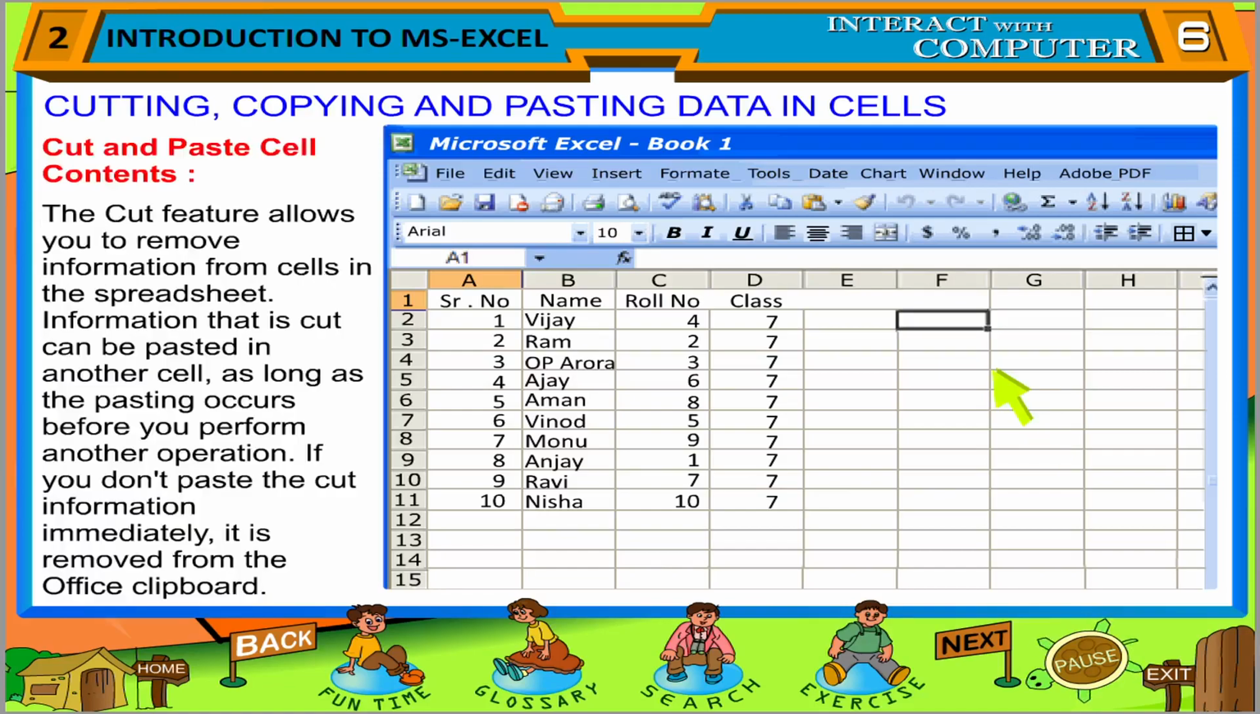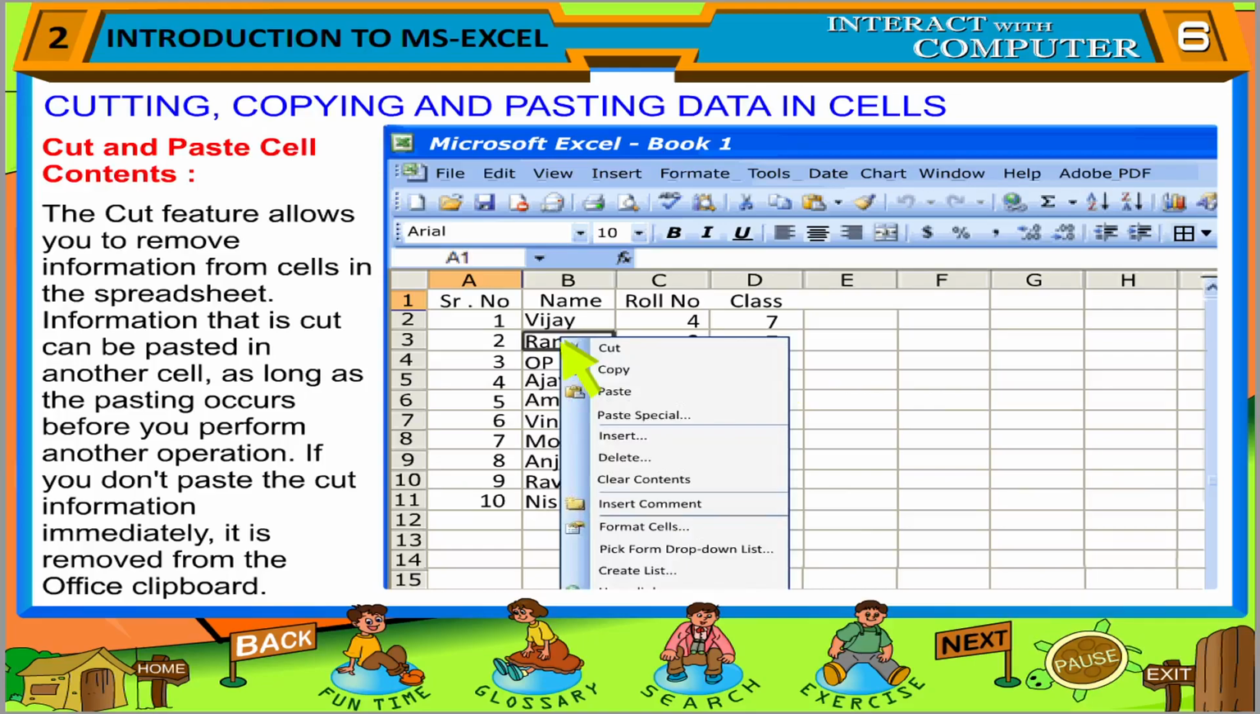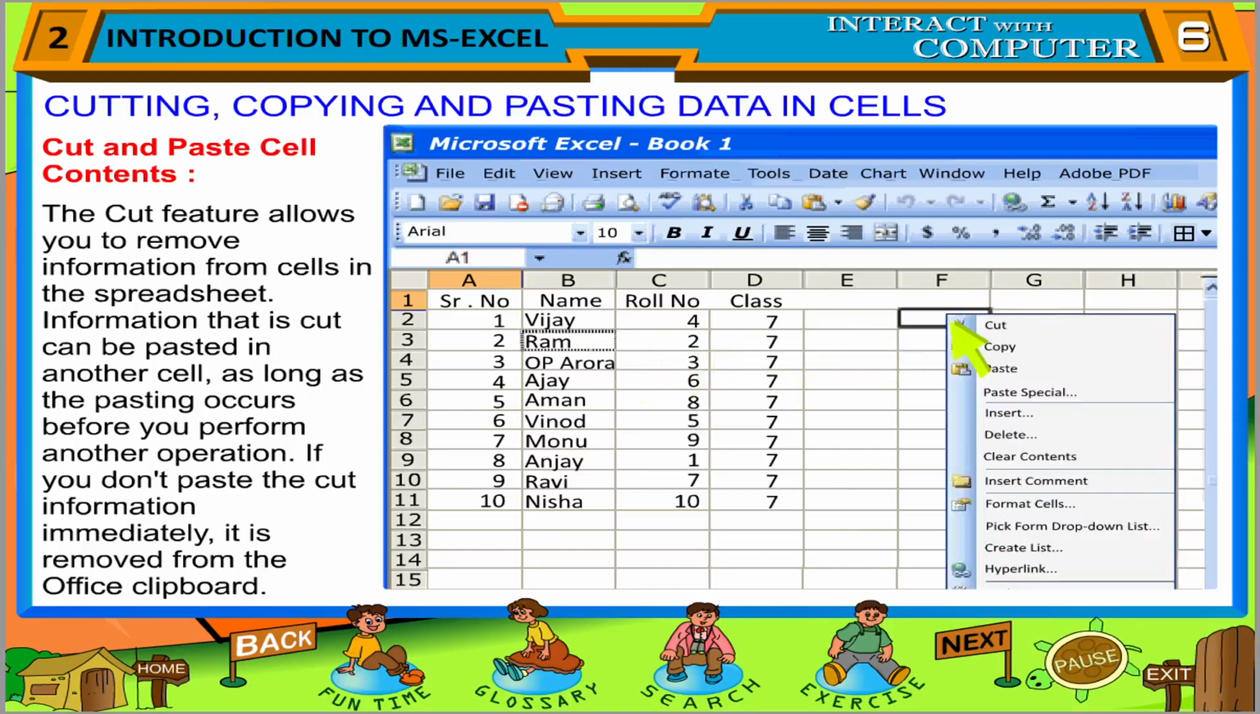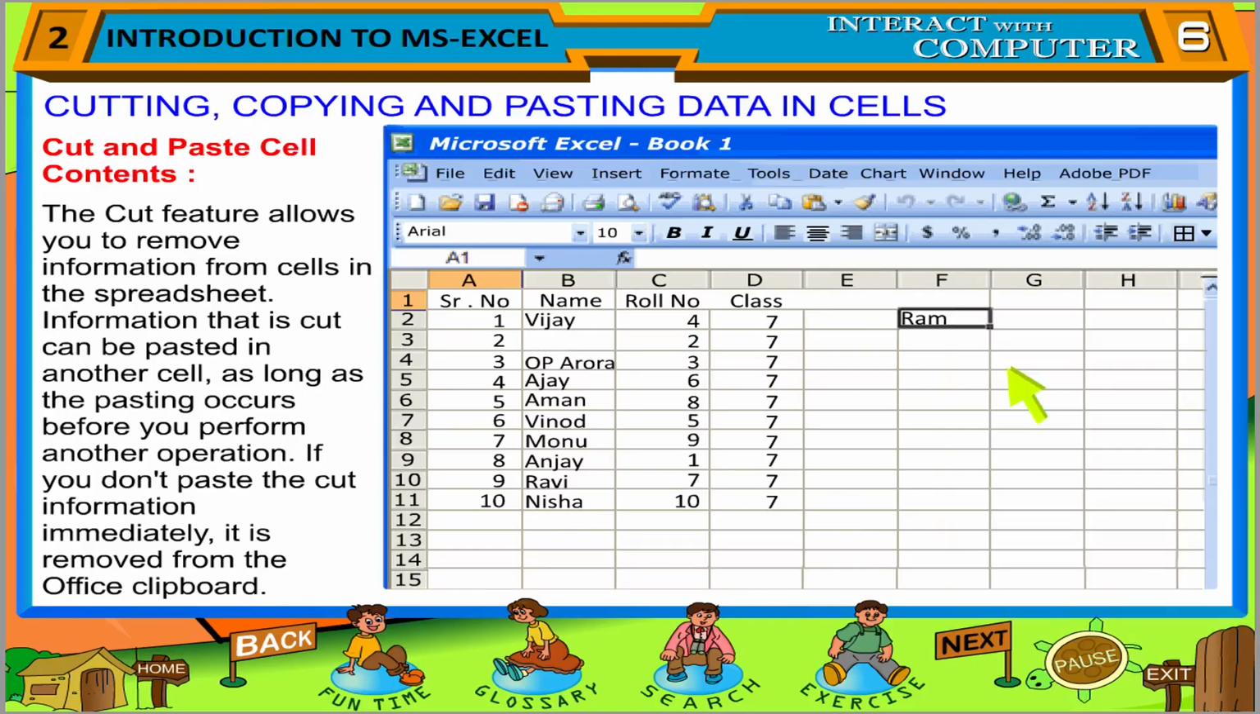Cut and paste cell contents. The Cut feature allows you to remove information from cells in the spreadsheet. Information that is cut can be pasted in another cell as long as the pasting occurs before you perform another operation. If you don't paste the cut information immediately, it is removed from the office clipboard.